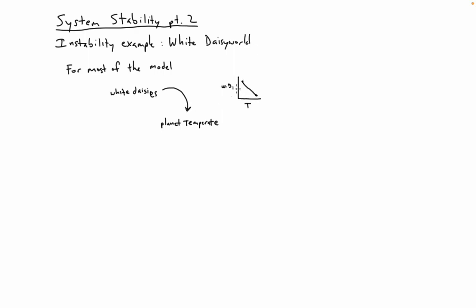And so this is another way of thinking about what sign we associate with this. Okay, so if the planet's temperature goes down, white daisies, we said they like it hot. So if the planet's temperature goes down, the number of white daisies will go down. So that's a positive feedback, because it would work the other way too. Okay, so together, that's a negative stabilizing feedback.